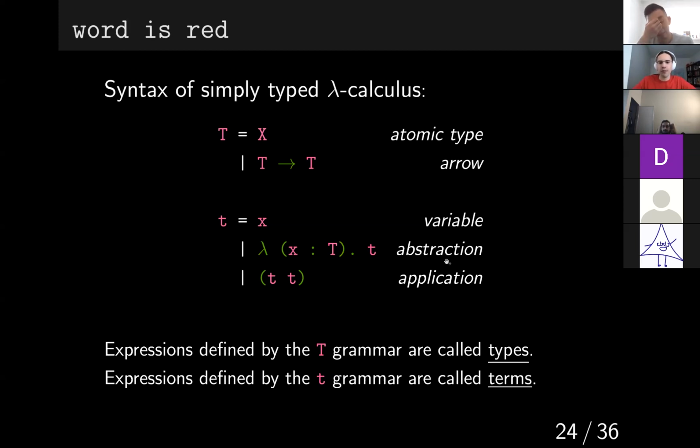An abstraction is a way to form a function. In mathematics, we'd write x, then we'd write the maps-to arrow, and then we'd write the body of the function. Here, we write the variable. This t is the body of the function, and this colon T specifies the domain of the function. And then we write function application just by concatenating two terms. So let me give you some examples. Okay, but before I do, let me just say what the important thing about the slide is. We have a notion of terms, and a term is either a variable, a function formation, which I call an abstraction, or a function application, duly called an application.